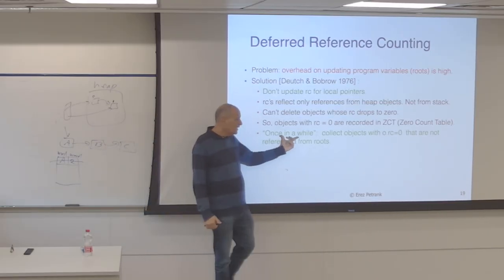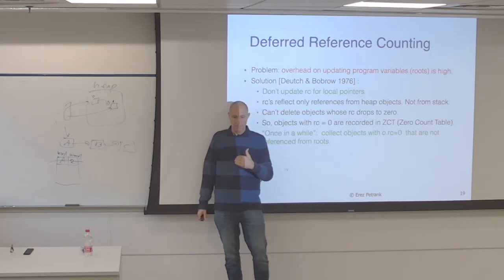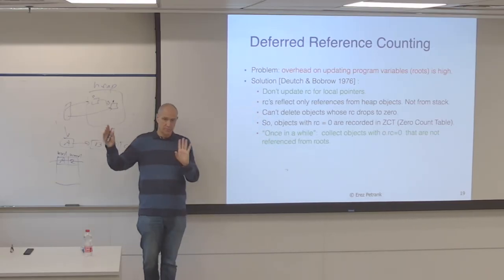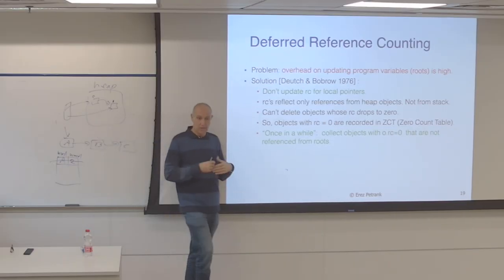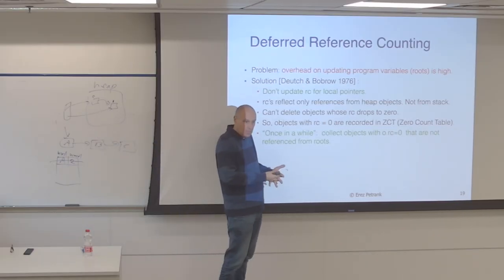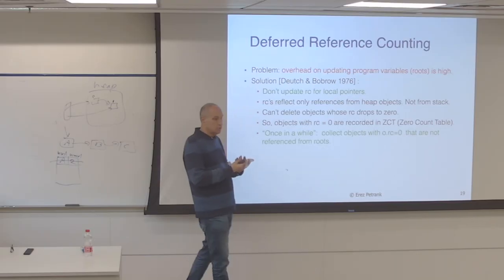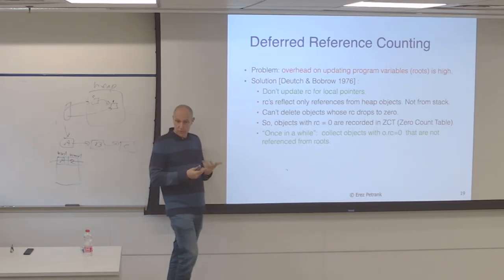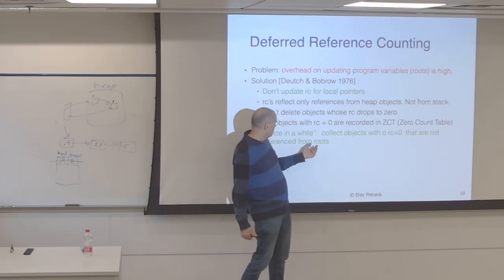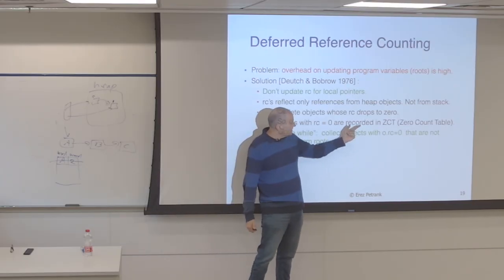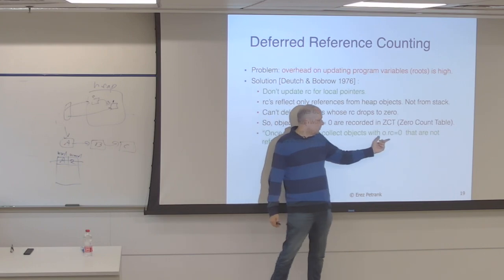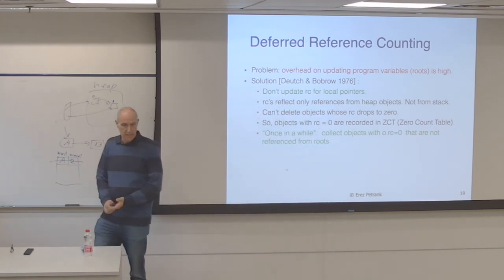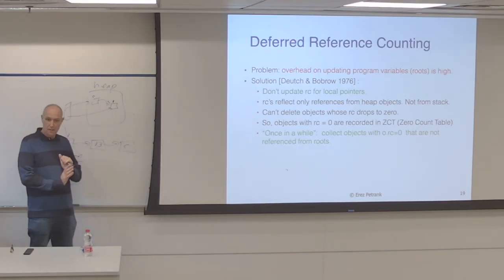And once in a while, and now we're getting back to non-immediate reclamation, like we had in Mark Sweep, we do a garbage collection and we check whether these objects that we put in the 0 count table are really not referenced by the roots. So I go over all the objects in the 0 count table, and those that are not referenced by the roots, I can reclaim.